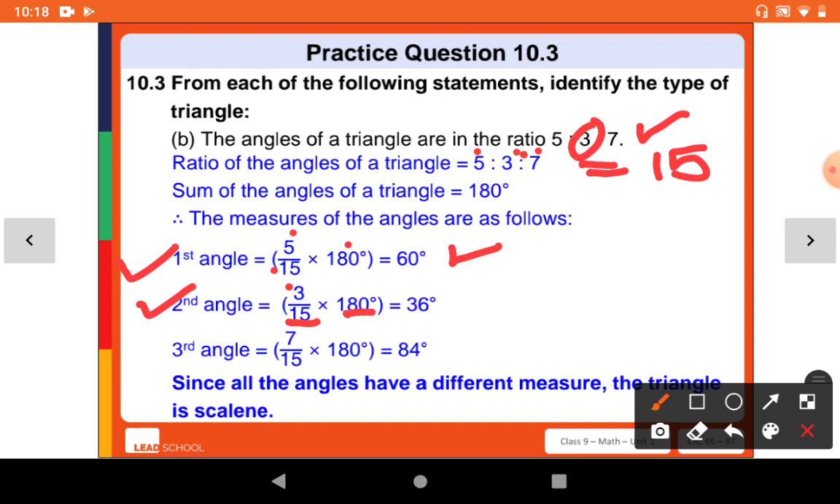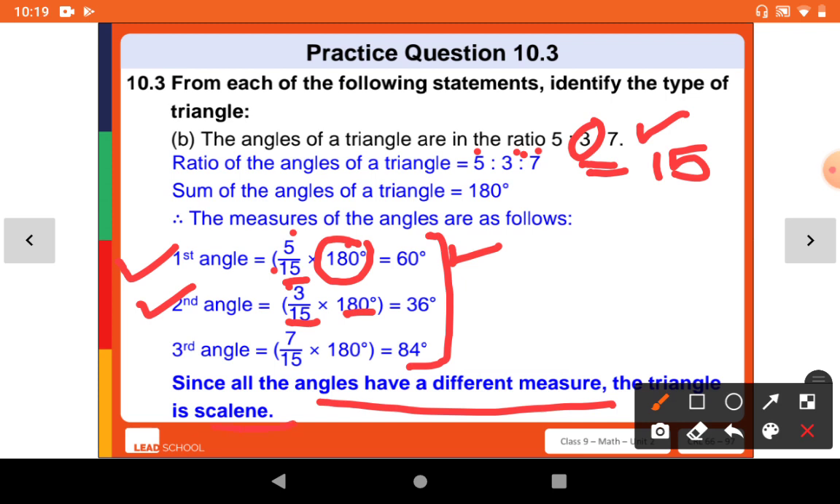One thing you keep in mind is that the denominator will always be the same, that would be the total of all the ratios, and the number you are multiplying by will again be the same in each calculation. Hence you have found all the three angles, that is 60 degrees, 36 degrees and 84 degrees. As all these angles are of different measure, this triangle is a scalene triangle.